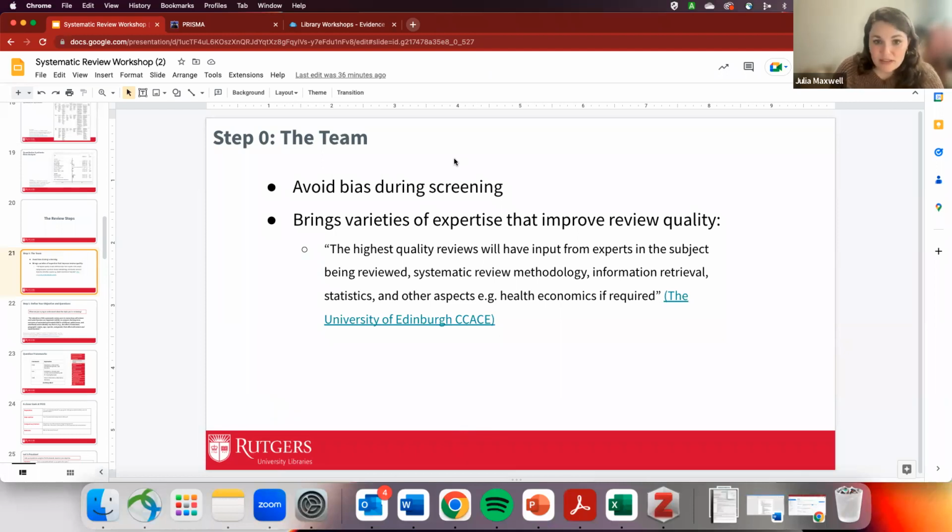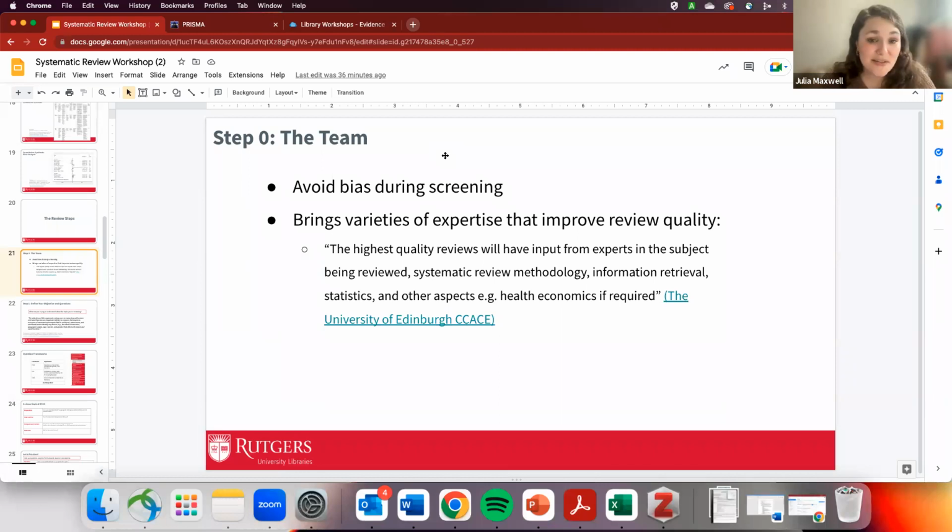The reason that you form a team when you're doing a systematic review is to avoid bias. You're going to get to the point in the steps of the review where it's time to decide which of the studies, you're going to find thousands of studies when you're searching, you have to decide which of them is going to be included in the review. If you are one person deciding that, it's going to be more likely that there's a bias in the decision than if there are two or three or more people making those decisions together. There's kind of a layer of inter-rater reliability built into that.